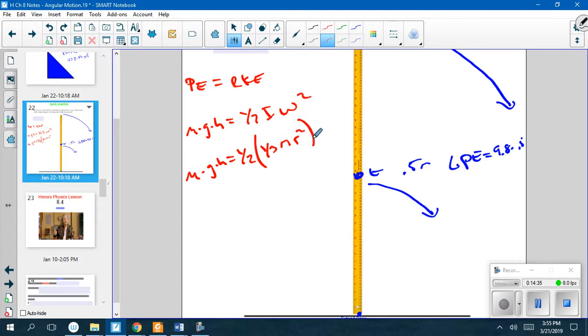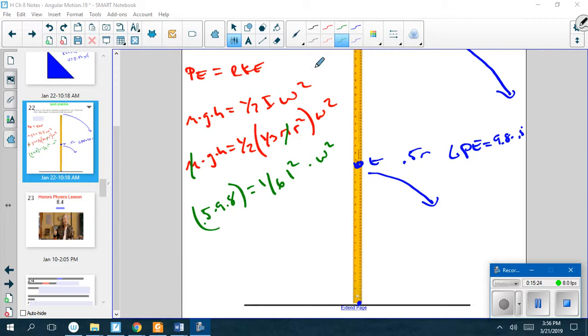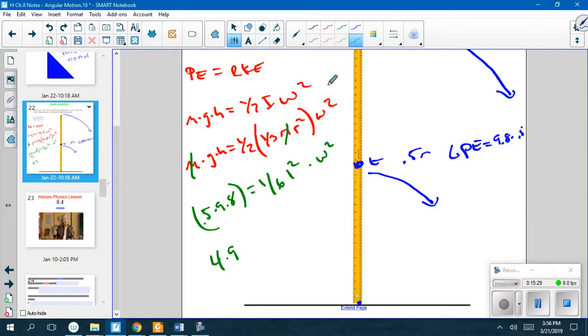We have mass times gravity times height equals 1/2 our moment of inertia times omega squared. So m times g times h equals 1/2, and since it's a stick rotating around one end, that gives us 1/3 m r squared. Like the previous two examples, it's the same object, so this mass should cancel out, and we're left with 0.5 times 9.8 should equal 1/2 of 1/3, so that is 1/6 times our radius. And the radius for a meter stick would be 1, squared.